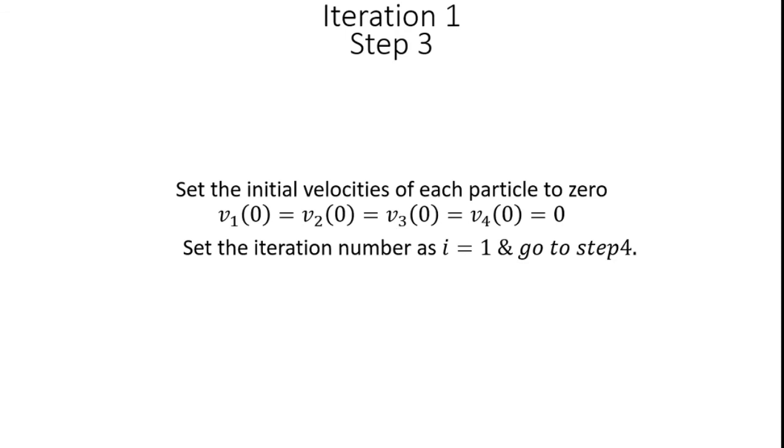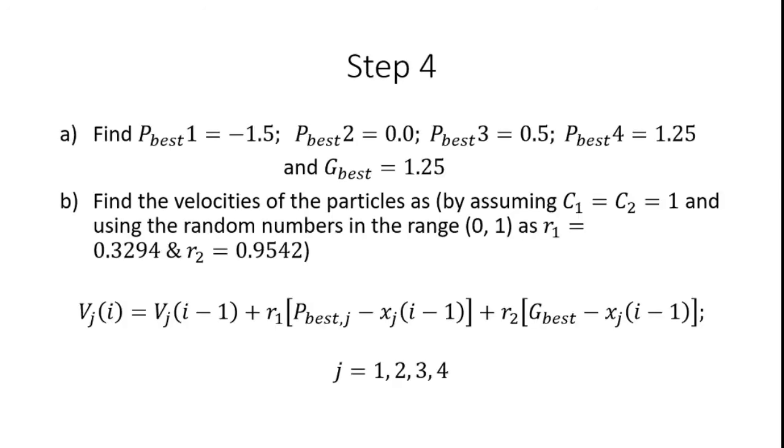So now I start iteration 1. I follow step 3. Here I set the initial velocity of each particle. In physics schooling, you saw how particles move with each other. Each particle has its own velocity, so I set the initial velocity of each particle to 0. Set the iteration number i equal to 1 and go to step 4. Okay, now I set the iteration number 1 and follow the next step, which is step 4.